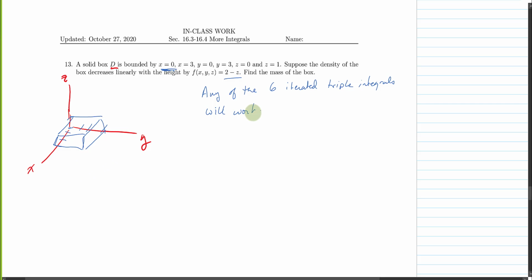So we'll go ahead and just set it up. I'll integrate with respect to x, then y, then z. So my innermost integral is going to be with respect to x. That's from x equals what to what? Well, x equals 0 to x equals 3 of our f of x, y, z dx. And then y is going to range from y equals 0 to y equals 3. So there's our dy. And then z is going to range from 0 to z equals 1. And that's going to give me dz.